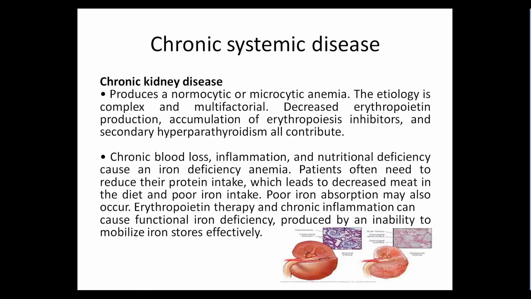Chronic kidney disease produces a normocytic or microcytic anemia. The etiology is complex and multifactorial. Decreased erythropoietin production, accumulation of erythropoiesis inhibitors, and secondary hyperparathyroidism all contribute. Chronic blood loss, inflammation, and nutritional deficiency cause an iron deficiency anemia.